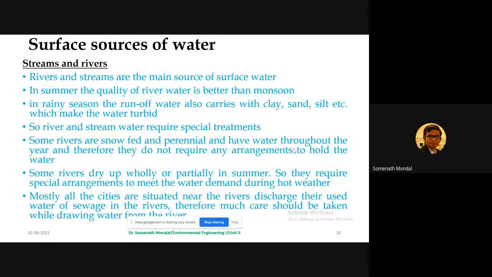Some rivers are snow-fed and perennial and have water throughout the year. Any perennial river, whether it is snow-fed or not, has water coming throughout the year, and therefore does not require any arrangements to hold the water. The continuous water flow will be available throughout the year, and from there you can directly collect the water which is required to distribute in a particular locality. On the contrary, some rivers dry up wholly or partially in the summer, and so they require special arrangements to meet the water demand during hot weather.